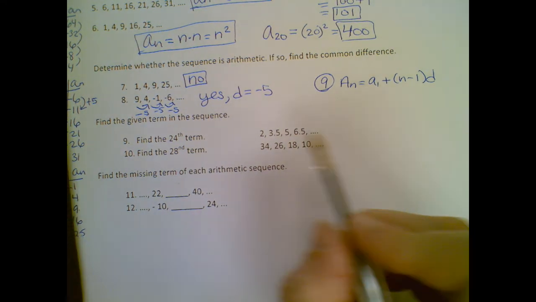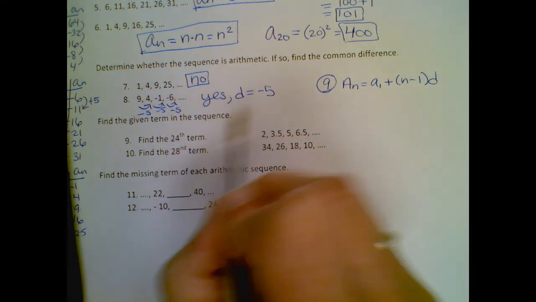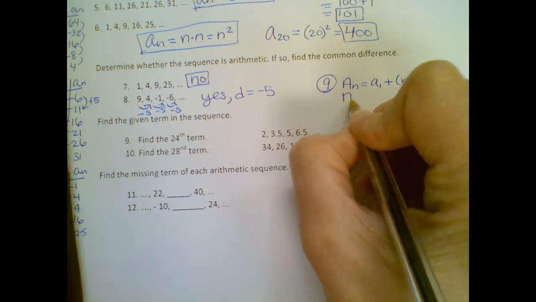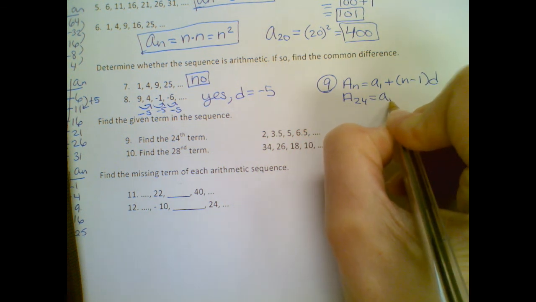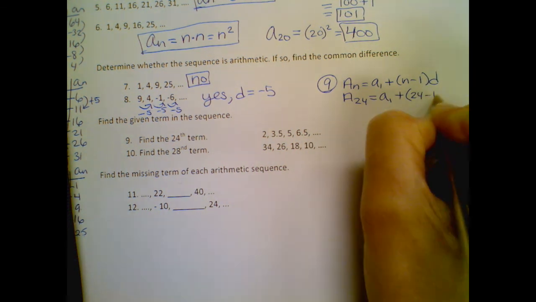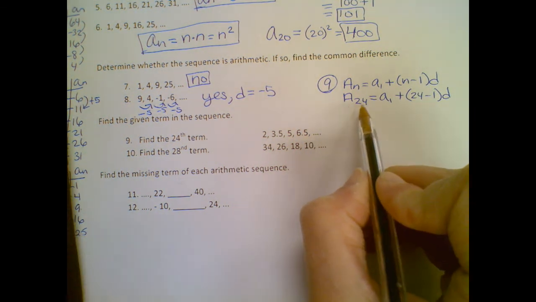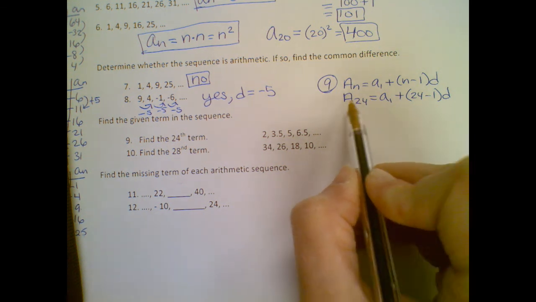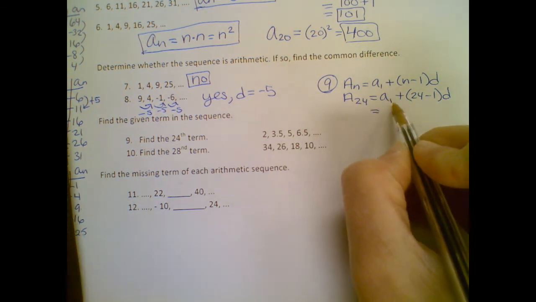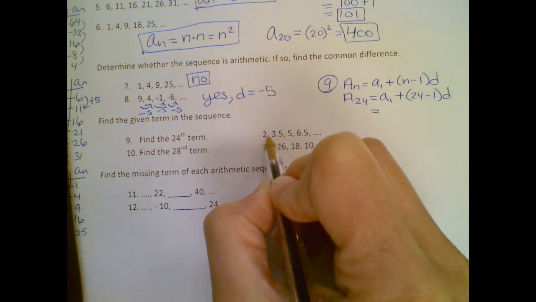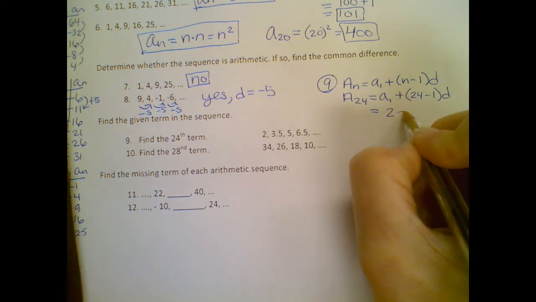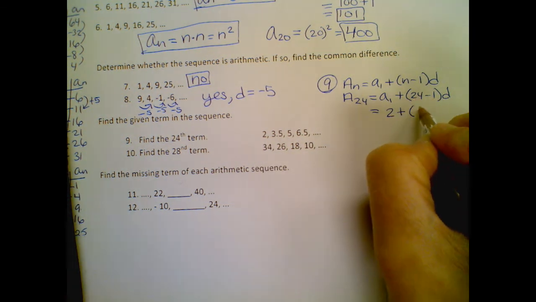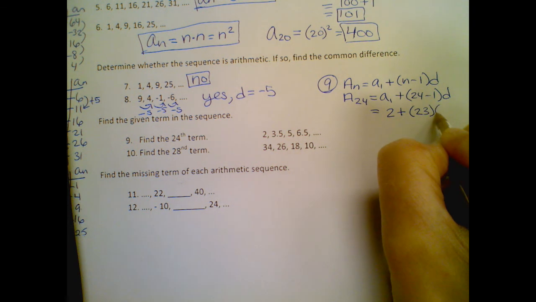Alrighty. Now we want to find the 24th term, so that is going to be our n. So I'm going to plug in 24 in for my n's. And then this a sub 24 just means what is the 24th term. I'm trying to solve for that, so that's going to be my missing variable. My a sub 1 is what is my first term. So my first term is 2, so I substitute that in. Then 24 minus 1 is 23, so I can simplify that down.